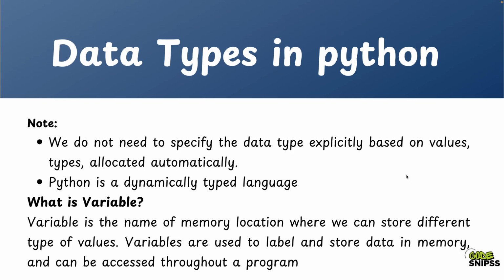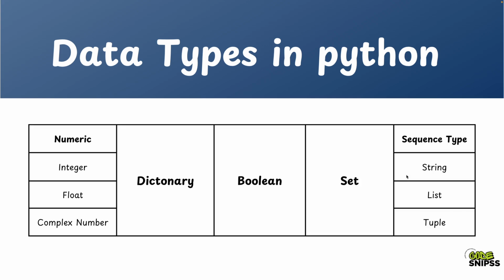We can access that variable throughout our files. Now, if I talk about data types in Python, there are mainly five types of data type in Python. First is numeric, then we have dictionary, then we have boolean, then we have set, and then we have sequence type. So in this video, we are covering our first type of data type, which is numeric type. In numeric data type, we have three types. First is integer, then we have float, and then we have complex number.